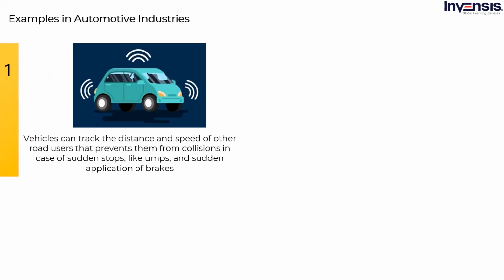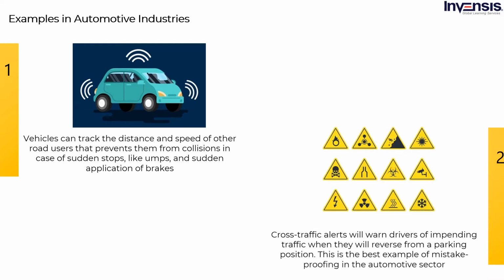Poka-Yoke examples in the automotive industry. Nowadays, vehicles can tell the distance and speed of other road users. This helps them prevent collisions in case of sudden stops, like bumps, and sudden application of brakes. The device here is more of a warning and preventive measure. Cross-traffic alerts warn drivers of impending traffic when they reverse from a parking position. This is the best example of mistake proofing in the automotive sector. This device is more of a warning.